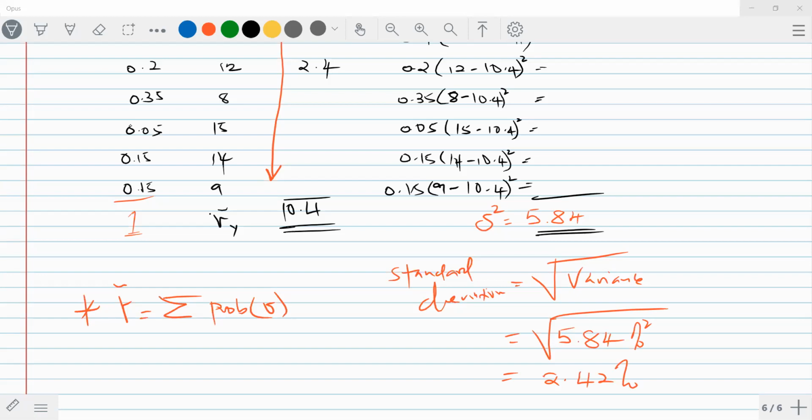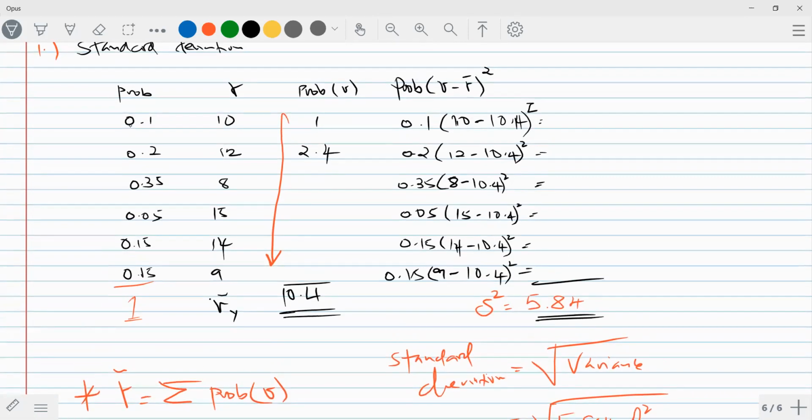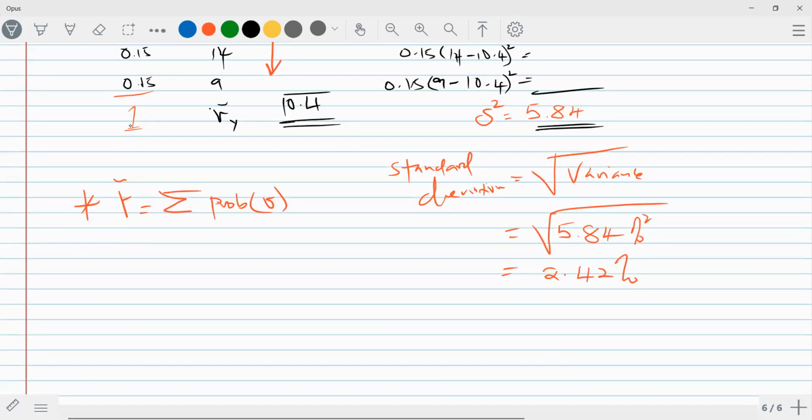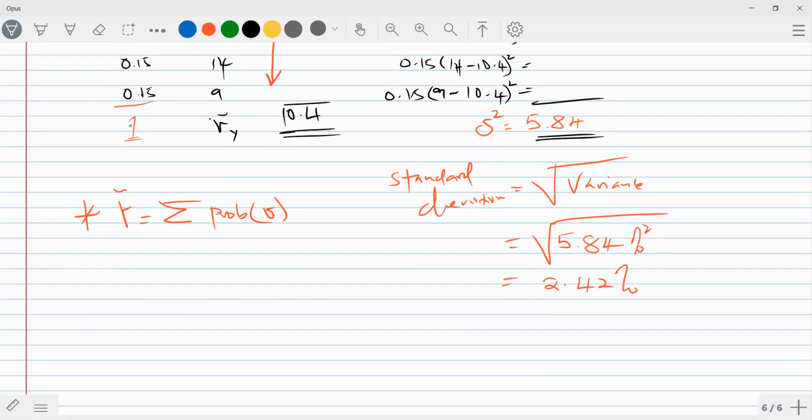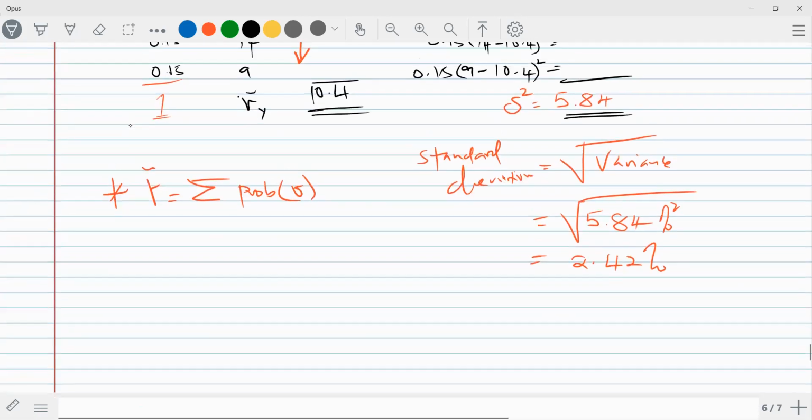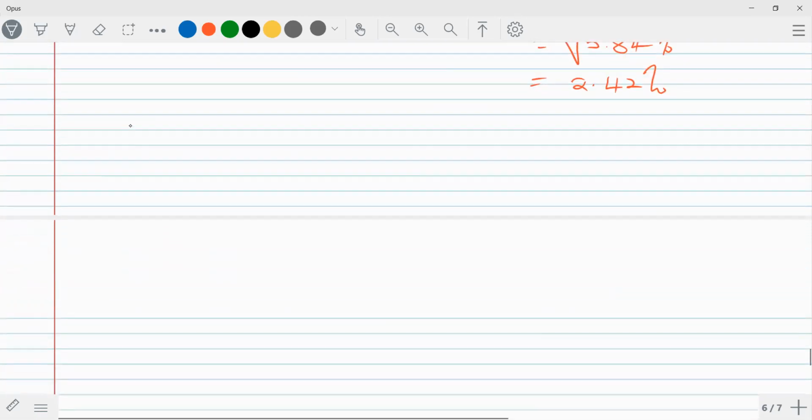Don't forget you have Z to go. You also have the Z, and we repeat the same process when it comes to getting the standard deviation for Z. That was for Y. Now Z.